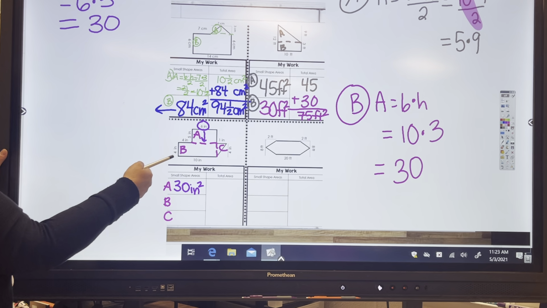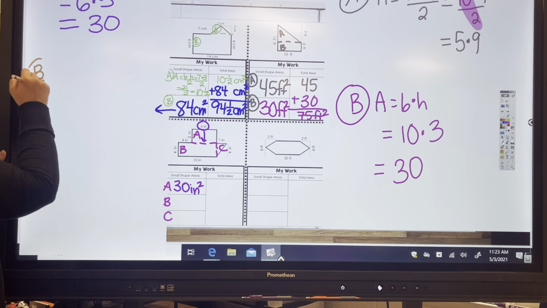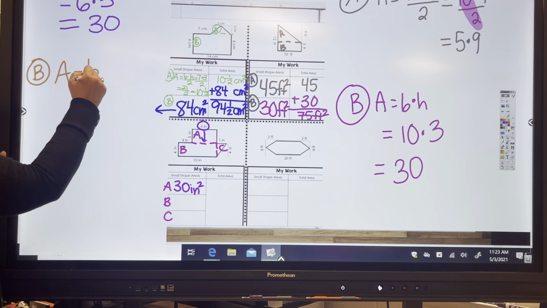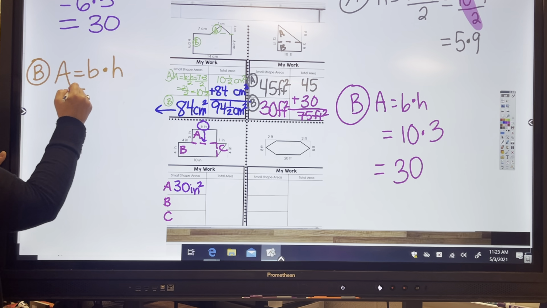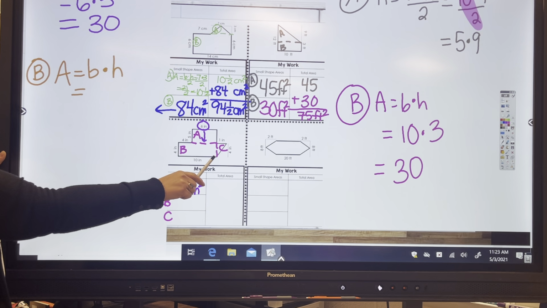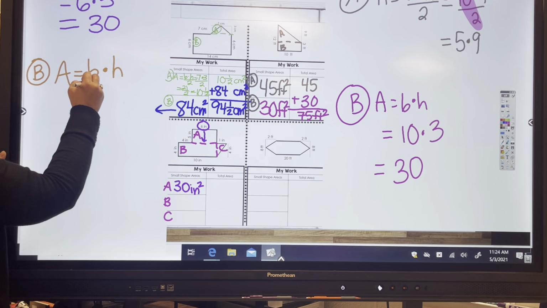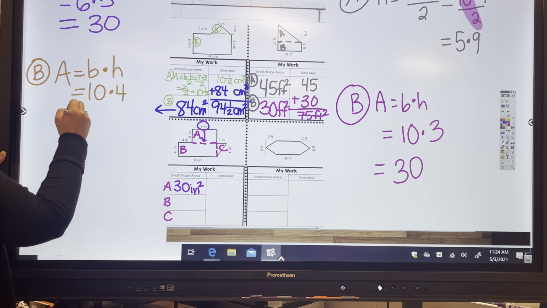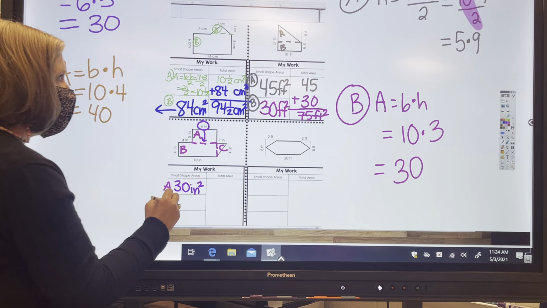Wait a minute. What's next? The rectangle. So what's the formula for the area of a rectangle? What's the base of this rectangle? 10. What's the height? 4. What's 10 times 4? And what are my units?